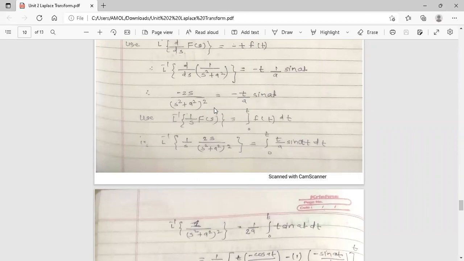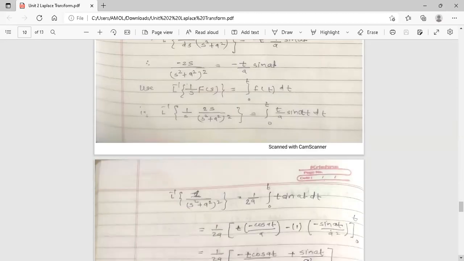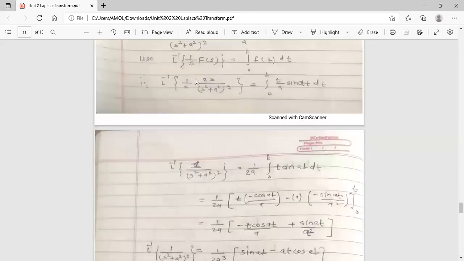And so now what is F of s? F of s is this term minus 2s upon (s square plus a square) whole square. On both sides negative sign is there, so the negative sign gets cancelled. The term is only 2s upon (s square plus a square) whole square, and divided by s. It is equal to nothing but integration of 0 to t f of t. f of t is here t upon a into sin a t dt. Okay, now this s gets cancelled.